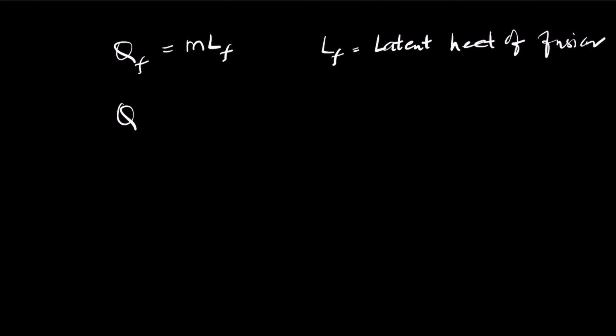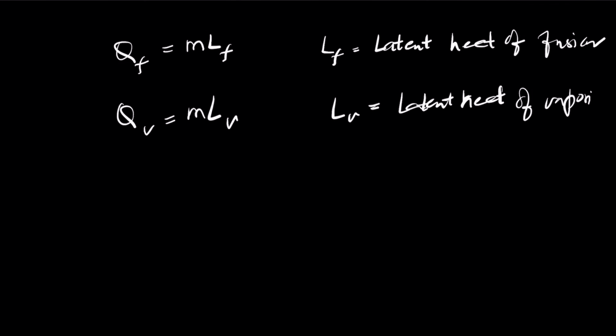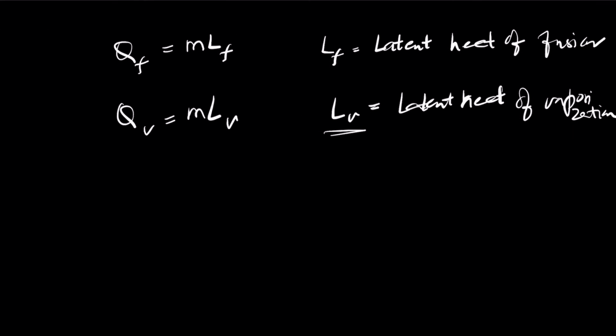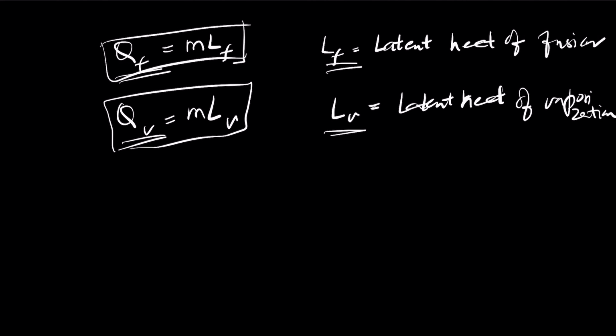And we can write the other phase as QB or QV, which can be written as m LV, where LV here is the latent heat of vaporization. So these are the two values that are used to determine the amount of heat during a phase change. Remember that this heat specifically is only calculated during a phase change. The main reason we do this is because there is no change in temperature.